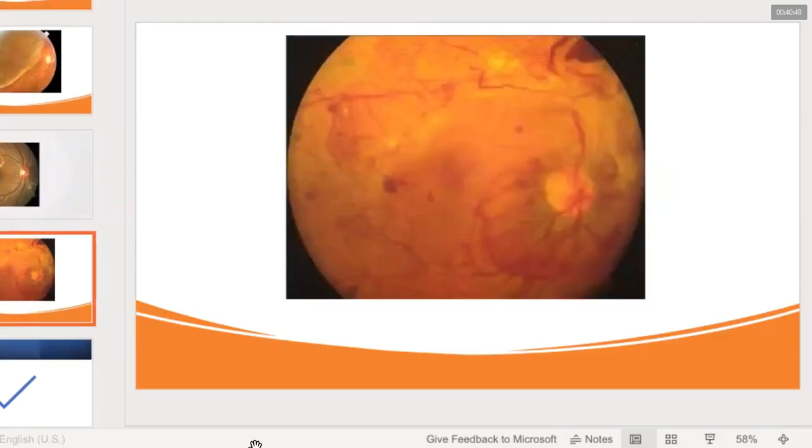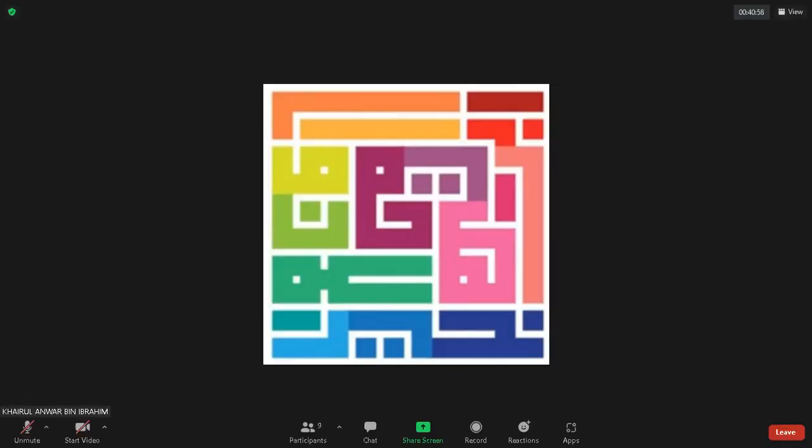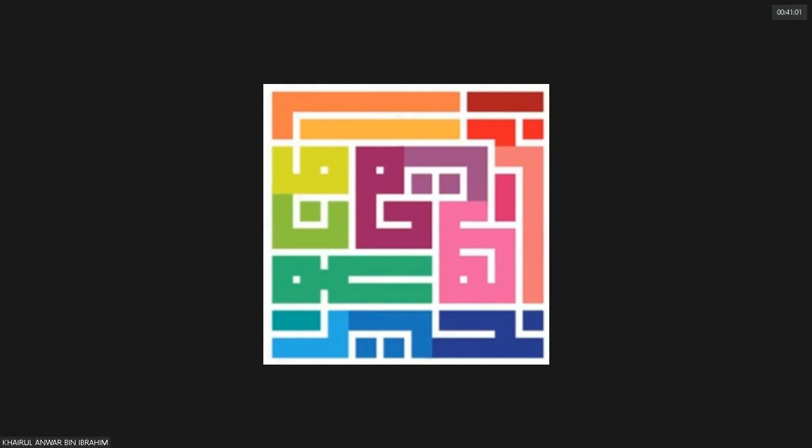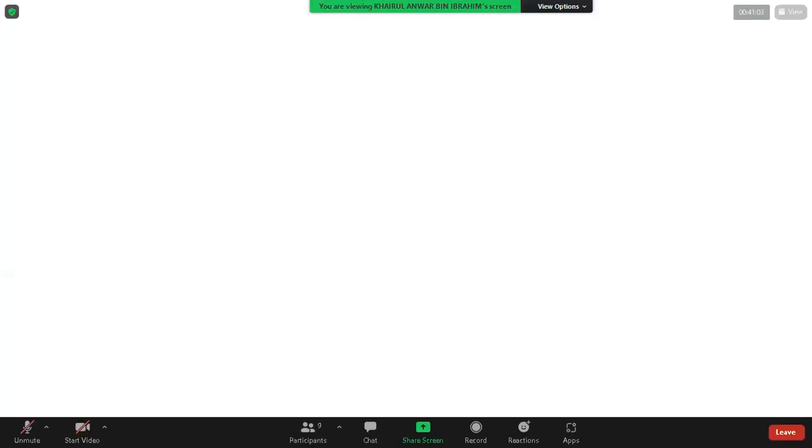And then this is your typical diabetic retinopathy fundus. Over here you can see that it is quite busy with new vessels at the disc and also new vessels elsewhere.